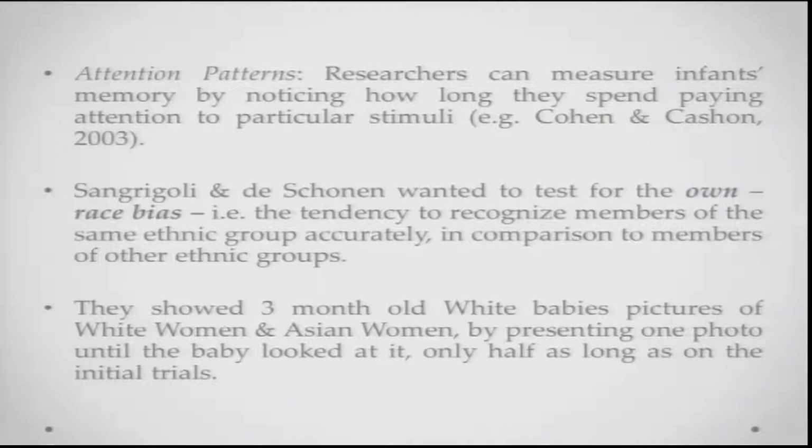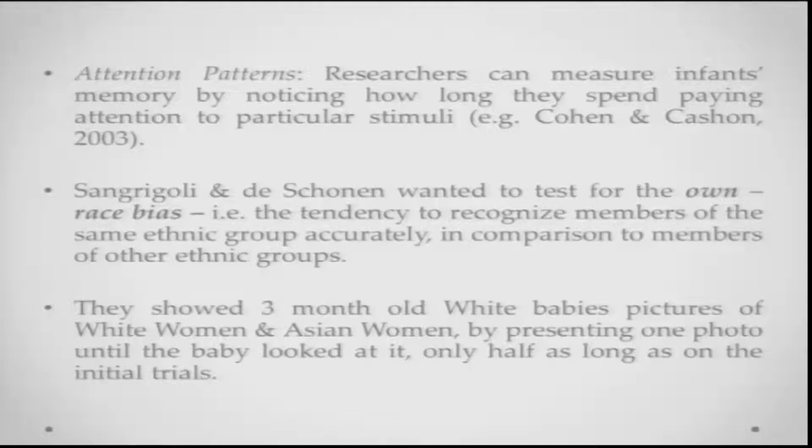Researchers nowadays can measure infants' memory by noticing how long they spend paying attention to particular stimuli. That can be one of the ways. If you remember, we were talking about habituation and dishabituation when we were talking about language acquisition. If the child is getting familiar, if the child recognizes particular things, then the child will not need to pay a lot of attention to that same thing again and again.